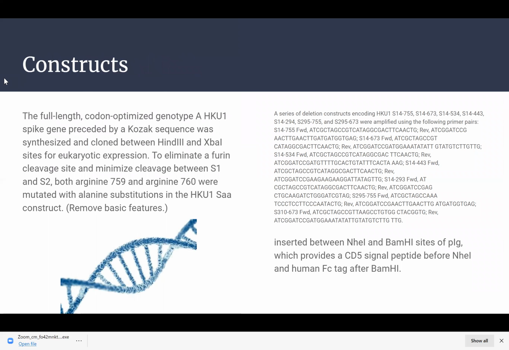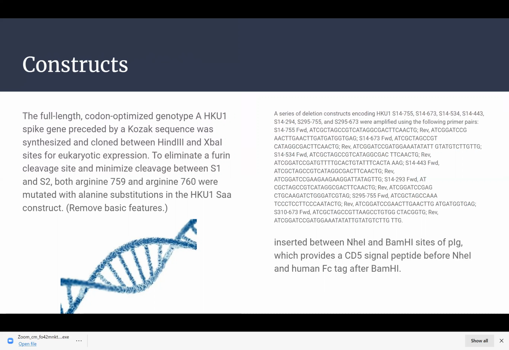All right, next is constructs. So the full-length codon-optimized genotype A of HKU1 spike gene preceded by a Kozak sequence was synthesized and cloned between the HindIII and the XbaI sites for eukaryotic expression. To eliminate a furin cleavage site and minimize cleavage between S1 and S2, both arginine 759 and arginine 760 were mutated with alanine substitutions in the HKU1 SAA construct. So that was done to remove the basic features of the arginine and replace it with an alanine that is much less basic.